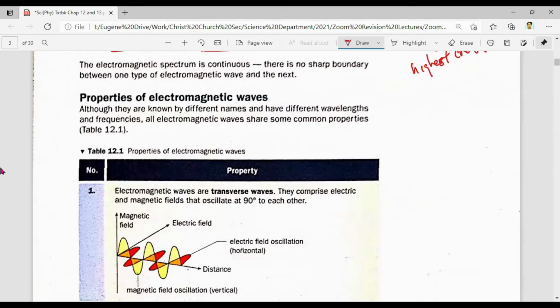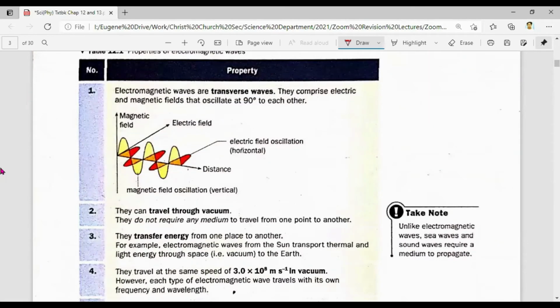Next, in terms of properties of EM waves, there are quite a few, so let's go through all of them. First, EM waves are transverse waves. They comprise electric and magnetic fields that oscillate at 90 degrees to each other. So think of it in 3D.